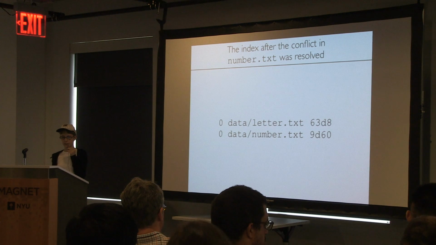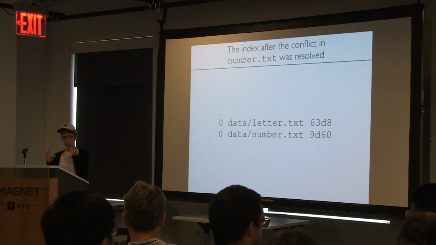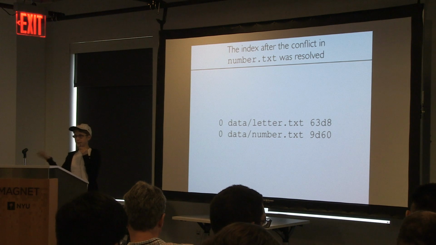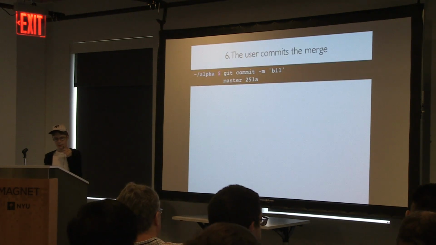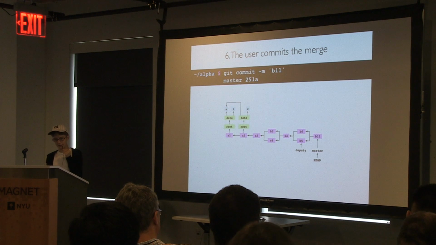So here's the index after we resolve the conflict. The letter entry is the same, but the number entry has a stage of 0, which means unconflicted, which is great. And that hash is the hash of the 11 content. Now the user commits the merge as B11 and everything's okay. So there's the B11 commit, bringing those lineages together.